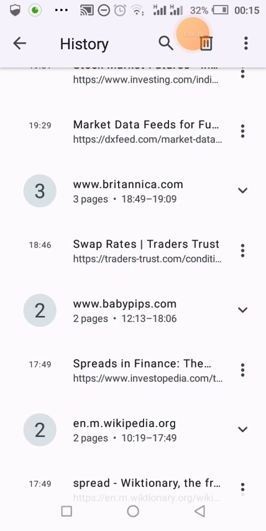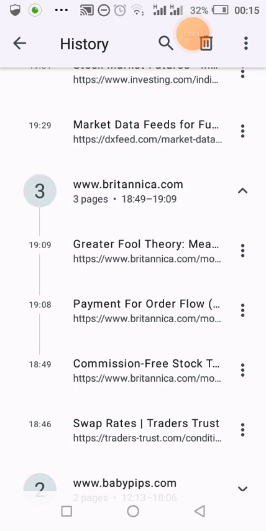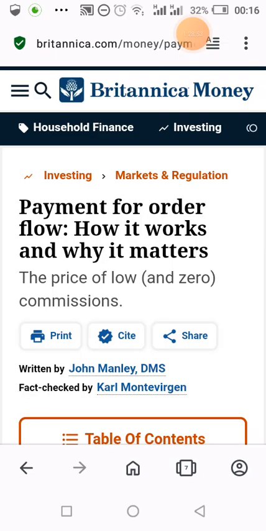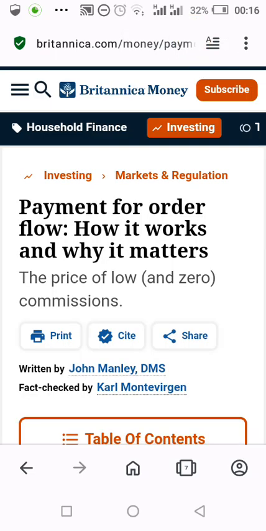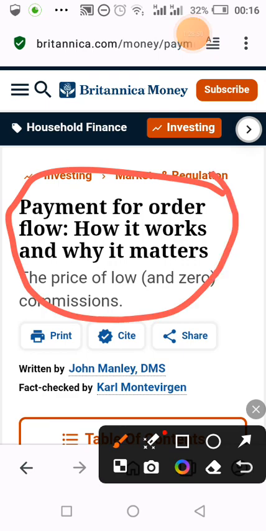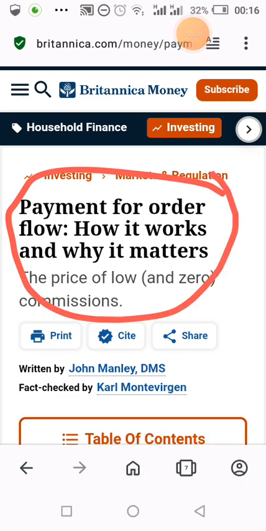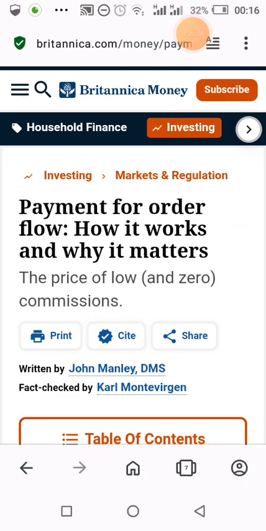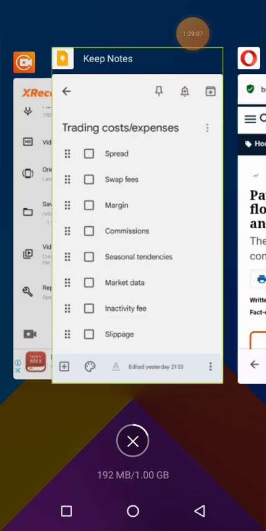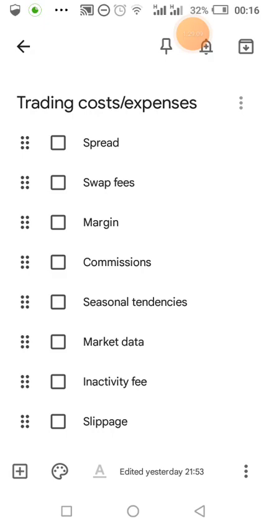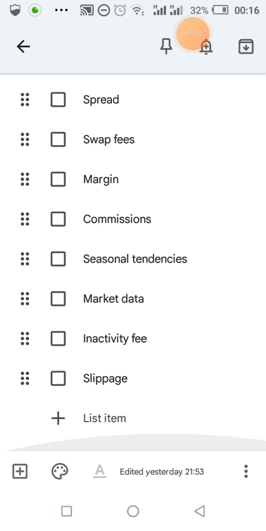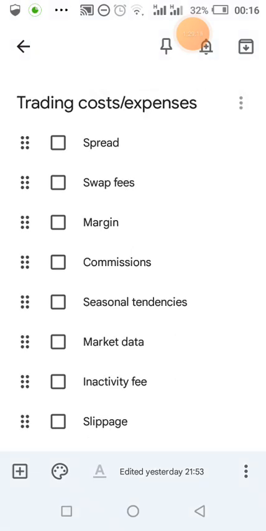It's called payment for order flow. Some brokers on spread-based accounts offer your orders to some of these firms, which will then offer the instrument back to you at a less desirable price. These will be the trading costs and expenses that you incur in your trading.